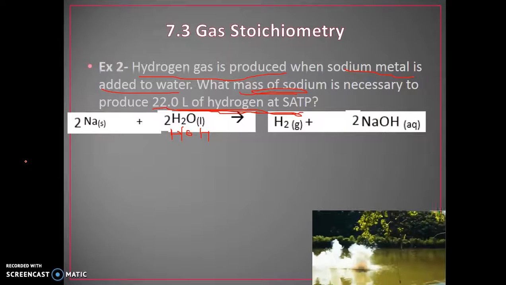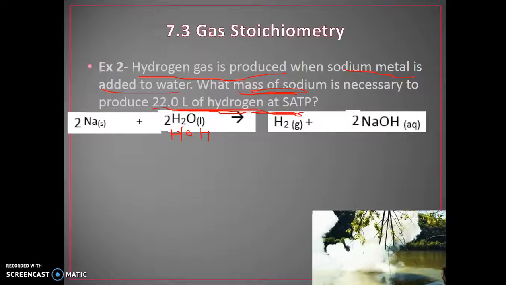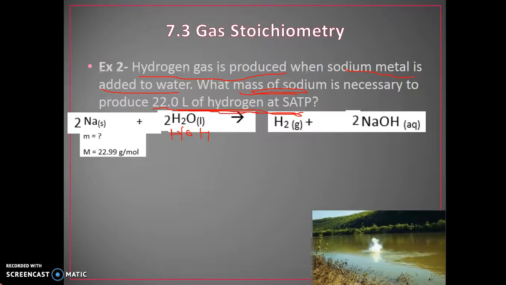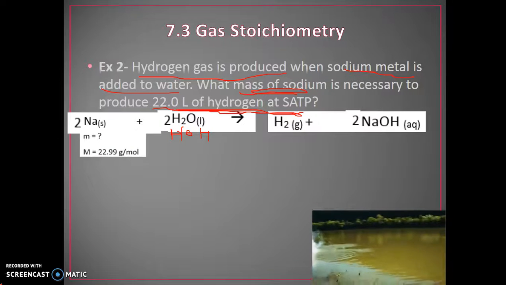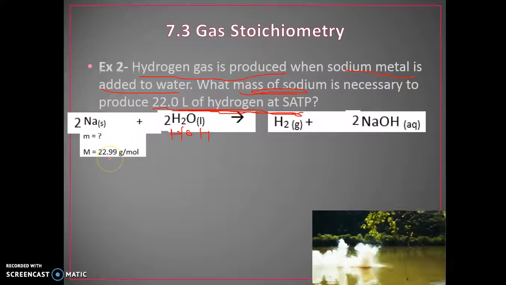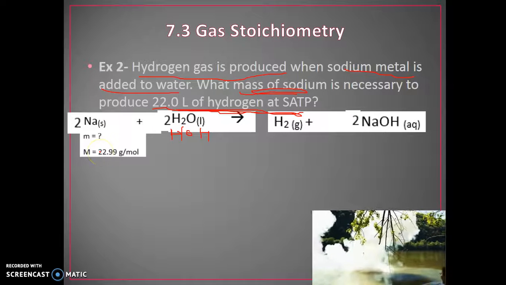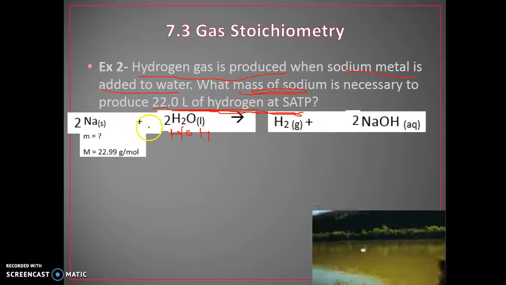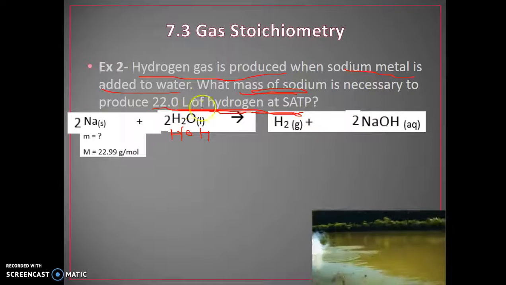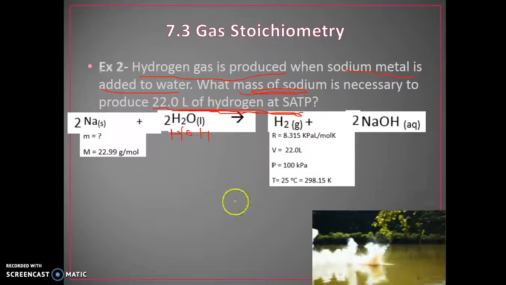Second step, or I guess still part of the first step, sorry, is to write what we know underneath each thing. We know we're looking for the mass of sodium. Generally, if they give me mass, I also immediately want to find molar mass, and I believe off the top of my head the molar mass of sodium is 22.99. We also know that we're producing 22 liters of hydrogen at SATP, so I can write all that information down.